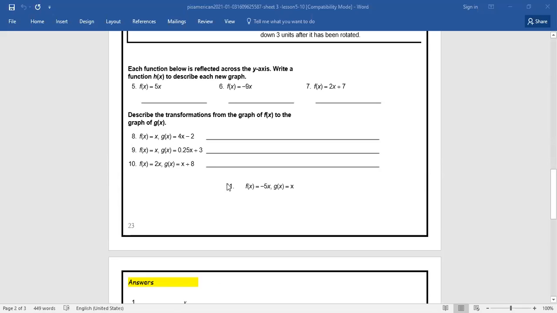What about the last one? f of x equals negative 5x and then g of x equals x. It's a rotation. Is it steeper or less steeper? Less steeper. It was negative 5, becomes 1. So it will be less steeper.